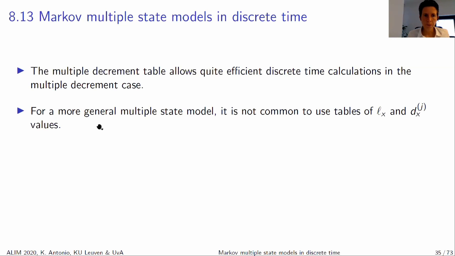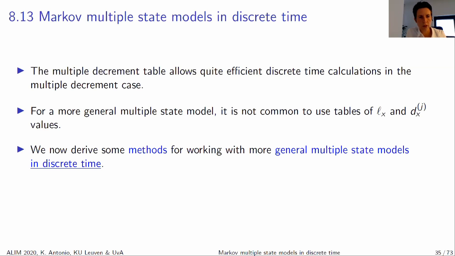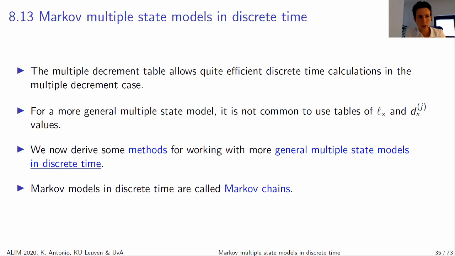So what are we going to do? If you go beyond the multiple decrement setting, then it's of course not so straightforward how to work in continuous time. In the multiple decrement setting, we've got these multiple decrement tables, and they allow us to do efficiently some calculations, as we just demonstrated. But what if we want to do this kind of reasoning in the general multi-state setting? Yeah? So how to work with them in discrete time. That's essentially what we want to cover here.